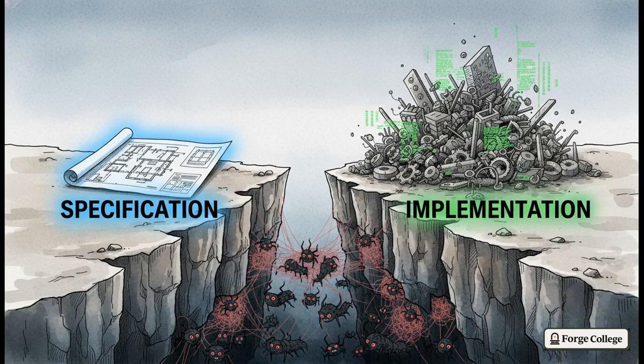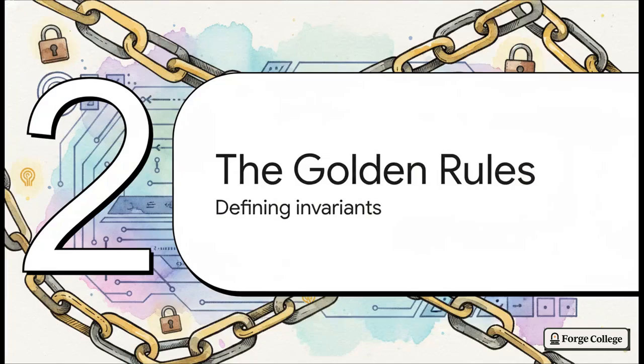It says things like, only the multisig can unpause the contract. Simple enough. But on the other side, you've got the implementation. That's the actual code sitting on the blockchain. And here's the secret. The highest priority vulnerabilities, they almost always hide right in that gap. If your design says one thing, but your code accidentally allows another, well, that mismatch is exactly what an attacker is going to exploit.